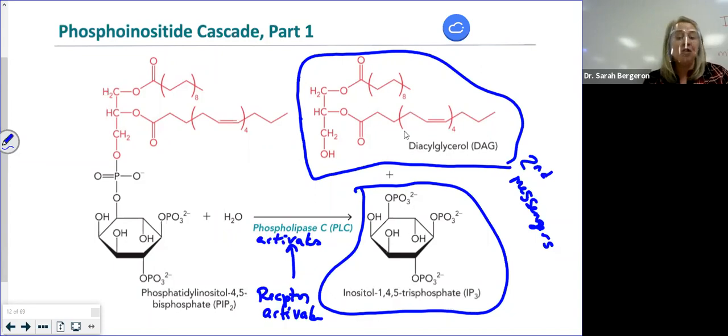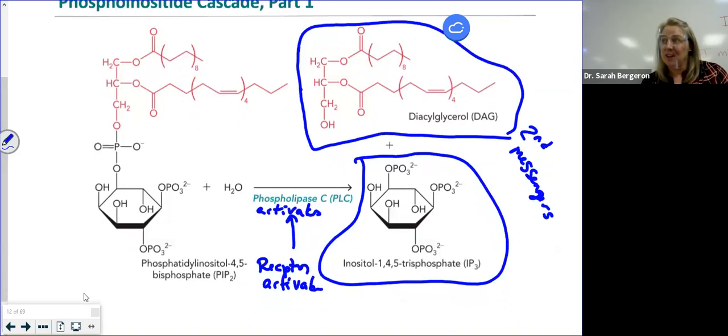So now we have 2 second messengers that are generated from 1 receptor activation. And each of these 2 second messengers has their own role. You ready to see what that is? I know you're on pins and needles, right?